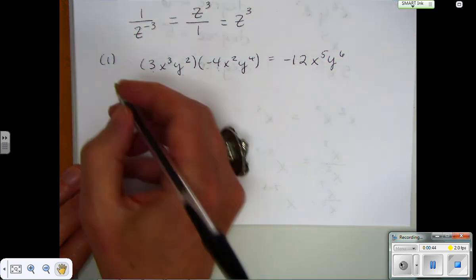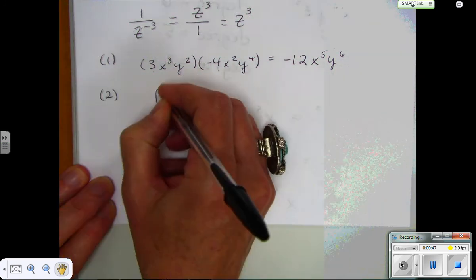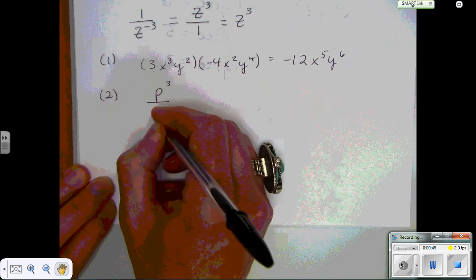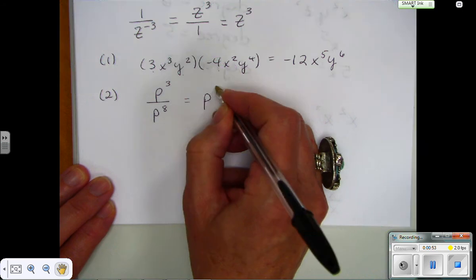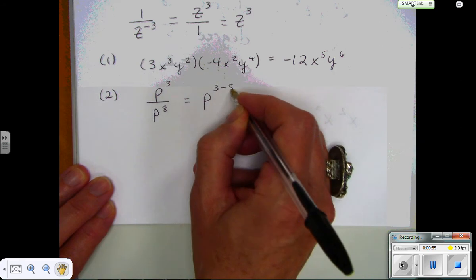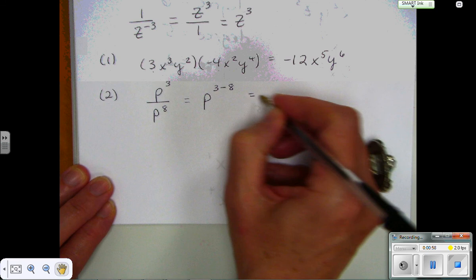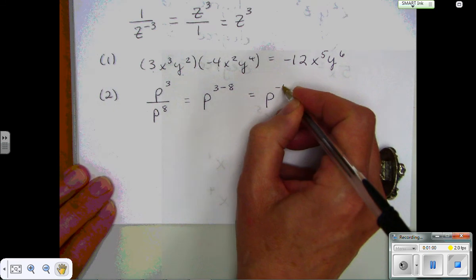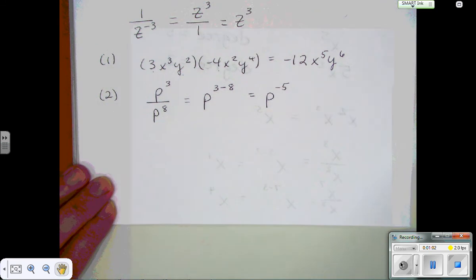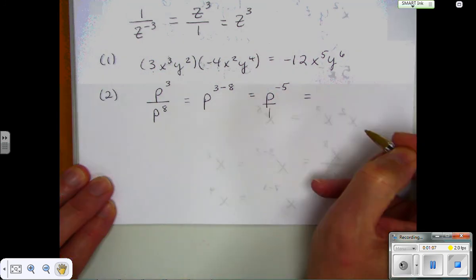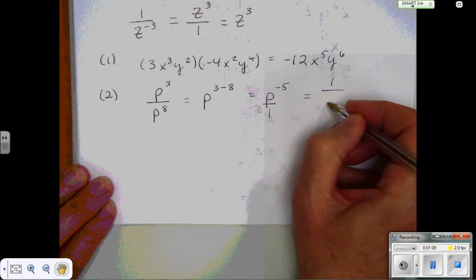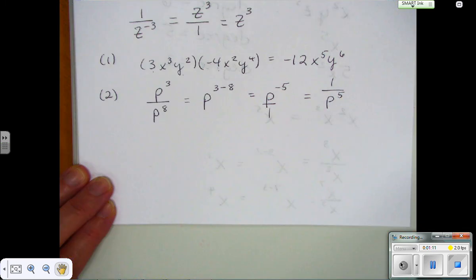Okay, let's look at the second one. I'm dividing. I have the same base, p to the third divided by p to the eighth. So that means that I'm going to take the numerator exponent minus the denominator exponent. Okay, so I'm going to have p to the negative fifth. I don't want to leave a negative exponent in my answer, so I'm going to change that. See, that's over 1 right now. I'm going to move the p to the denominator, and that is going to keep my exponent positive. That's the way you'd want to keep your answer.